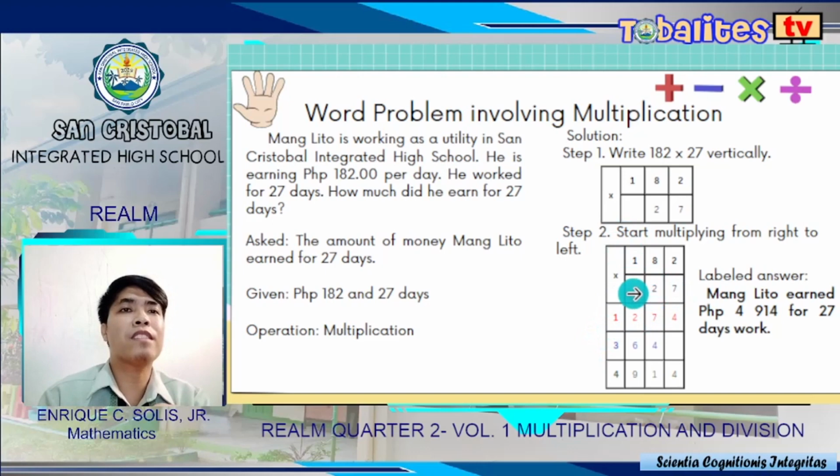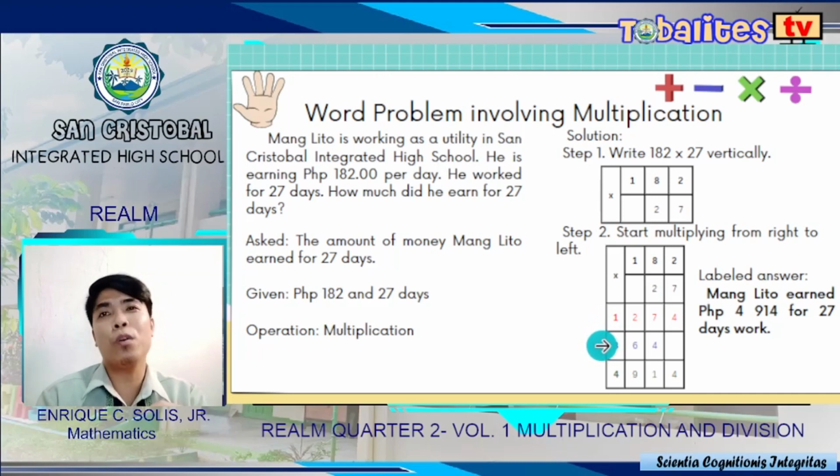Next is the tens digit. 2 times 2 is 4. Write the product under the tens column. Next is 2 times 8, we have 16. So write 6, regroup 1. The next, 2 times 1 is 2, plus 1, we have 3. So we have the two partial products.